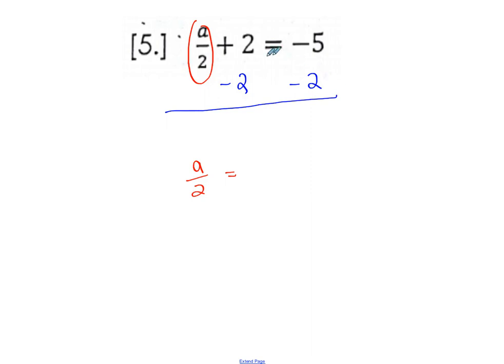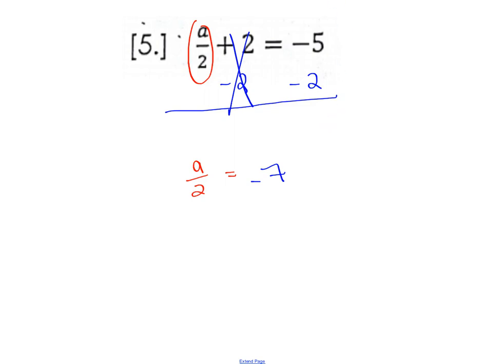What do you do to one side? Do to the other. That goes away. A over 2 equals negative 5 and negative 2. Same signs. Find the sum. 5 plus 2 is 7. Both are negative, so negative 7. I don't want a divided by 2 equals negative 7. I just want a. How do you get rid of this dividing by 2?